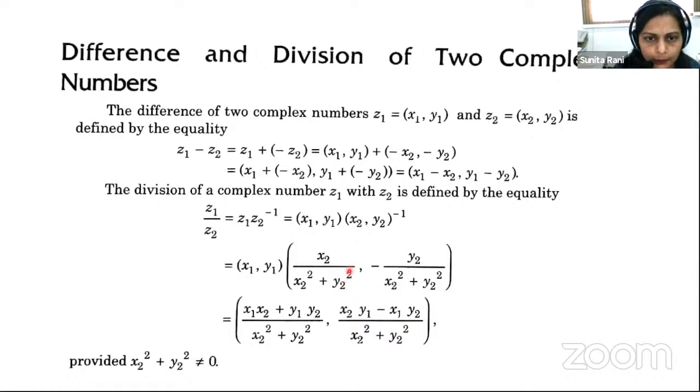And take the multiplication of the two complex numbers. This is x1 plus iota y1, times x2 by x2 square plus y2 square minus iota y2 by x2 square plus y2 square, taking the product of the two complex numbers. After taking the product, we get the real part like this and the imaginary part is this, provided this term is non-zero. And we can say that the division of two complex numbers is this.